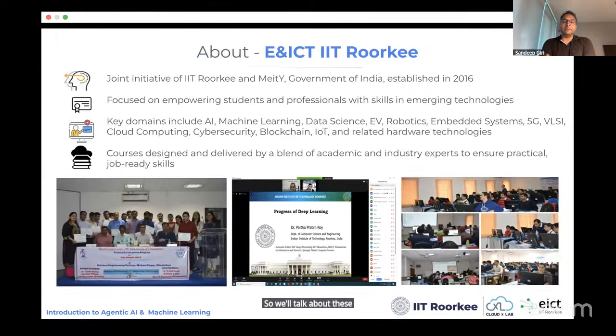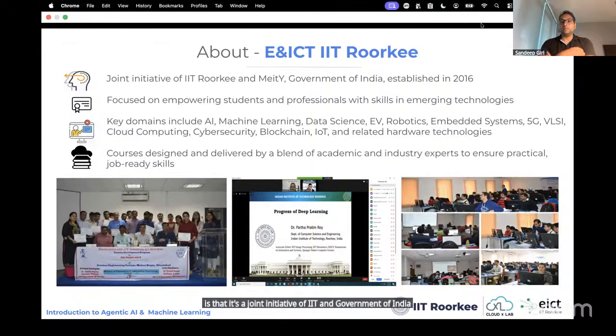Before jumping there, a brief about E&ICT IIT Roorkee is that it's a joint initiative of IIT Roorkee and the Government of India. It was established in 2016. It is focused on empowering students and professionals with skills in emerging technologies. The key domains include AI, machine learning, data science, and so on. The courses are delivered by a blend of academics and so on.